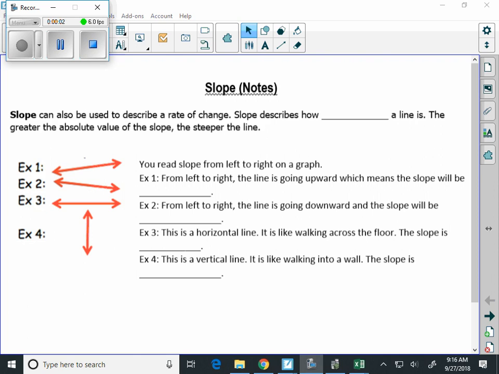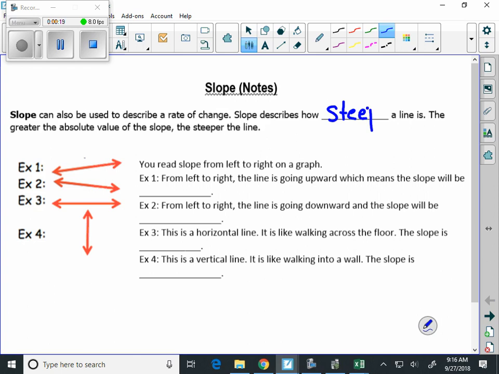What we're going to talk about today is slope, something that you discuss in Algebra 1 and a topic that you discuss in geometry as well. And when we were talking about it in Algebra 2, slope describes how steep a line is. Sometimes I say slanted, and it's the greater the absolute value of the slope, the steeper the line. But more importantly here, as we look at the examples, you read slope from left to right.